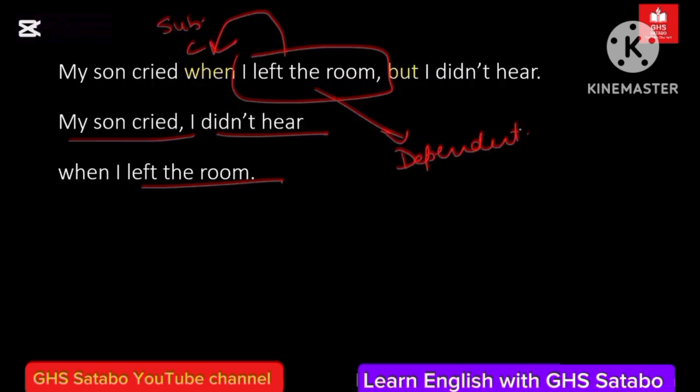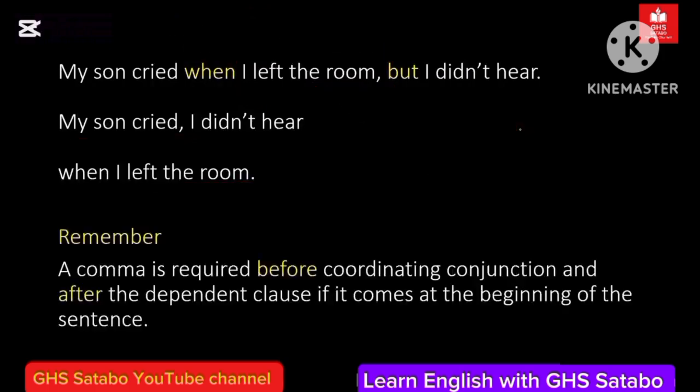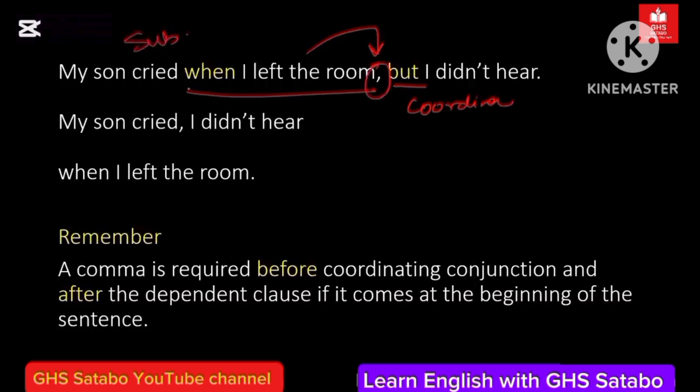So here's a fact that you should remember. When you have a subordinating conjunction coming at the start of the sentence, you need a comma immediately after that clause, or you can say you need a comma immediately before a coordinating conjunction. So a comma is required when a subordinating conjunction comes first in your sentence and then your coordinating conjunction comes. So in order to segregate them both, you need a comma in between.